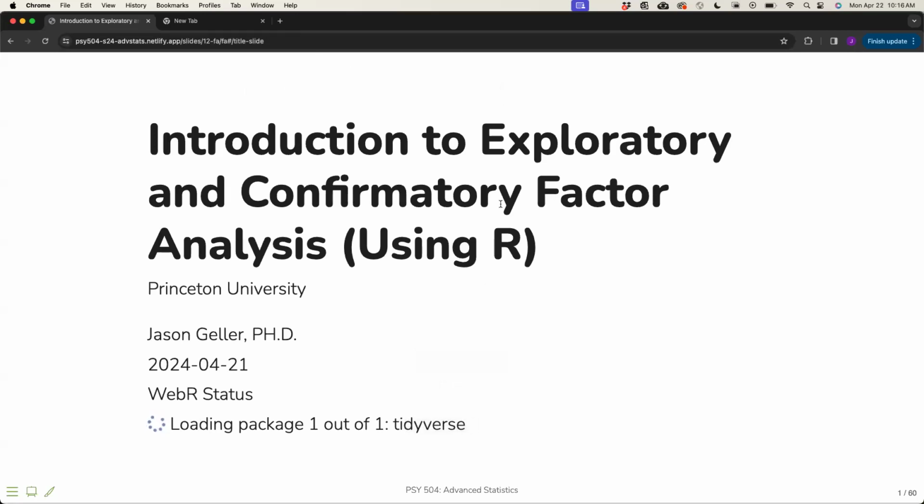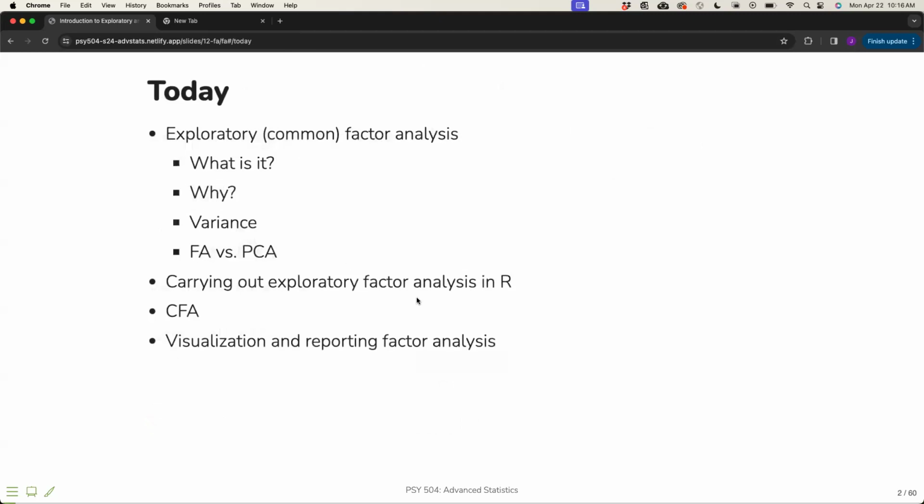So as I stated before, I'm going to talk about exploratory and confirmatory factor analysis and show you how to do it in R. Specifically, what I wanted to talk about were the basics of exploratory common factor analysis. So what it is, why we should use it, the importance of variance and the different types of variance in factor analysis. And I also want to distinguish common factor analysis from principal components analysis.